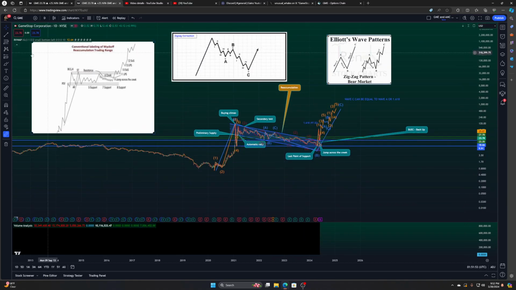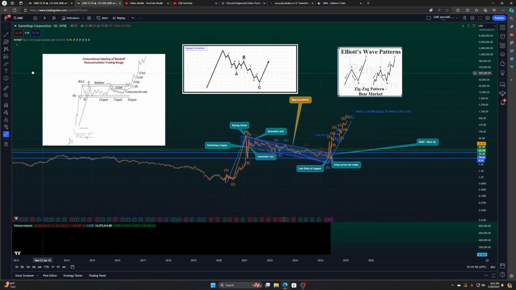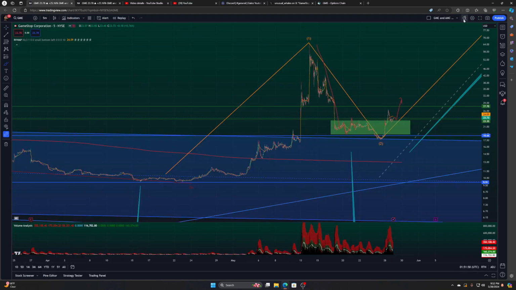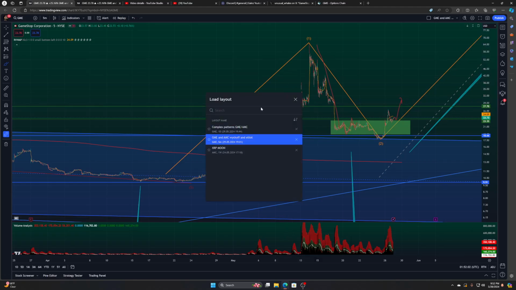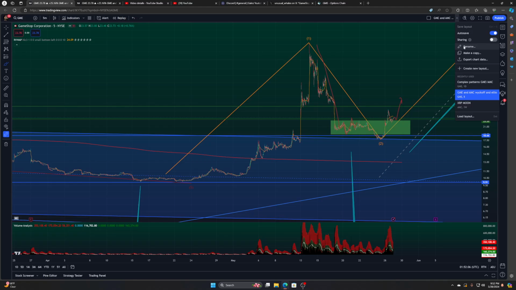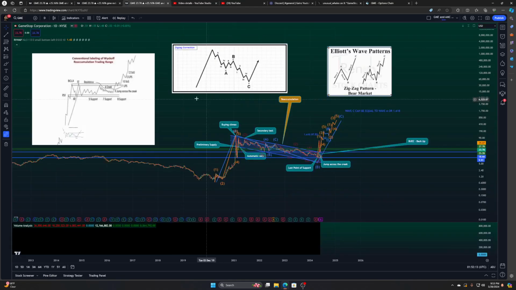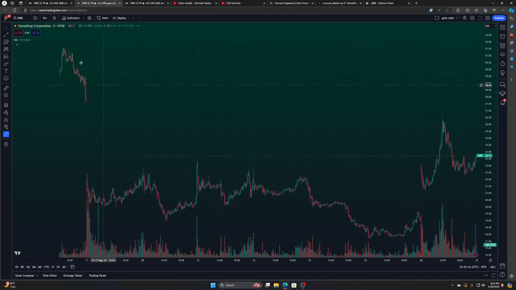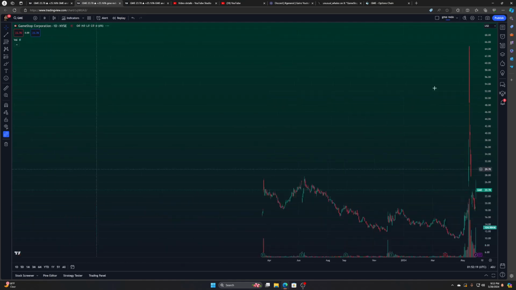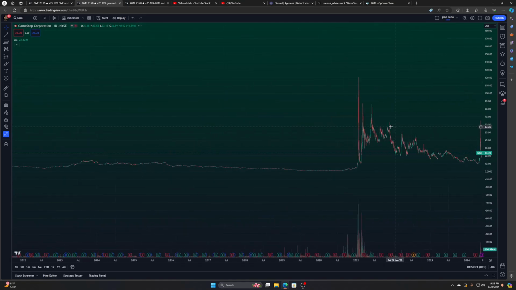Honestly, let me just copy all this into a new chart. Let me make a new layout real quick. Create new layout, GME redo. Okay, and now let's just go over this again. Sorry, the last chart was just so messy.